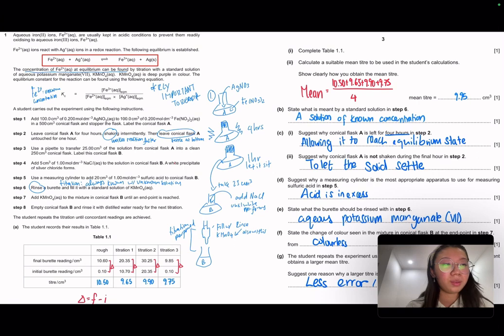So again, this one is very, very simple, right? Flashback to AS. We did this a lot, but we did it experimentally instead of having the data given. So yeah, all you have to do is subtract the final with the initial burette reading and you have the titer. Okay, so that is only 1 mark. Very unfortunate. Okay, for II, show clearly how you obtain the mean titer. Again, not new to this. To obtain the mean, you add them all together. You find the sum divided by the amount of titers. You have 4 different titers. So you add them all together, divided by 4, and you have 9.95.